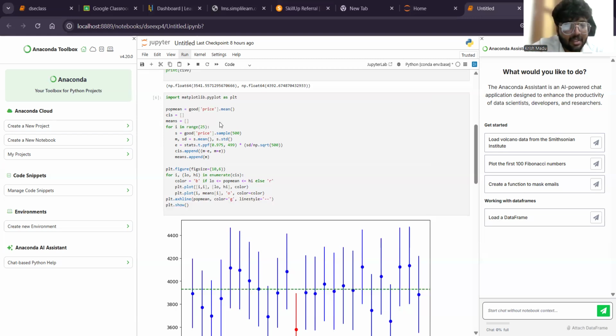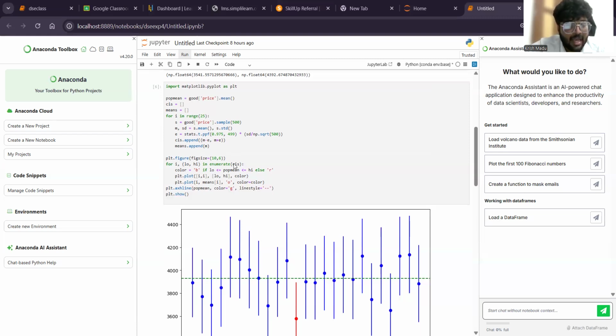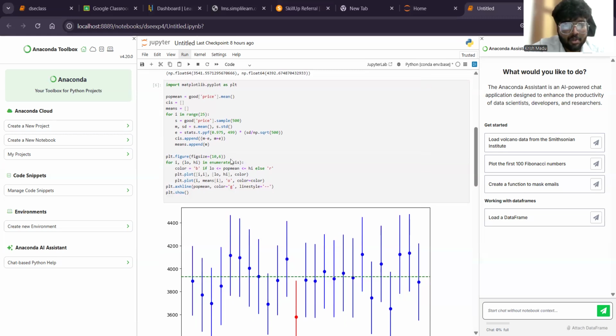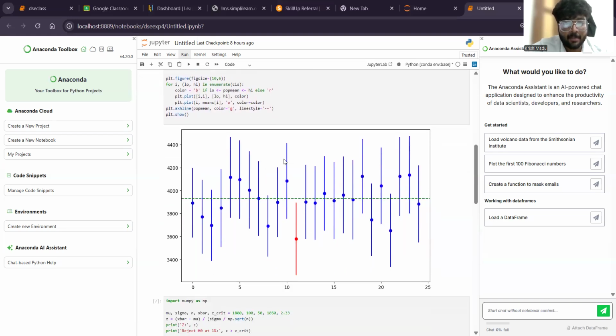Here it explains we are looping. We are looping 25 trials with 500 samples. This is the loop we are going to do. After that, we are going to plot the 25 trials with the 95% confidence interval. After the confidence intervals, the result comes in a plot diagram.